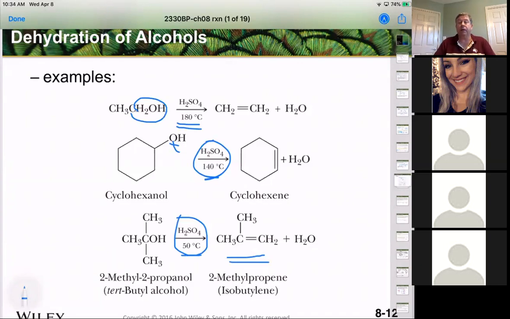Any questions on alcohols before I move to benzenes? I want to have a couple of reactions on benzenes, and then that should take us to the end of our time today.